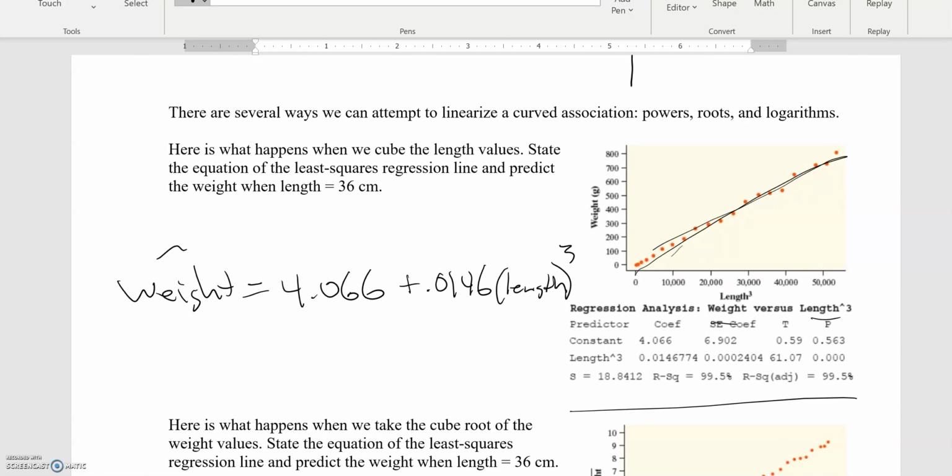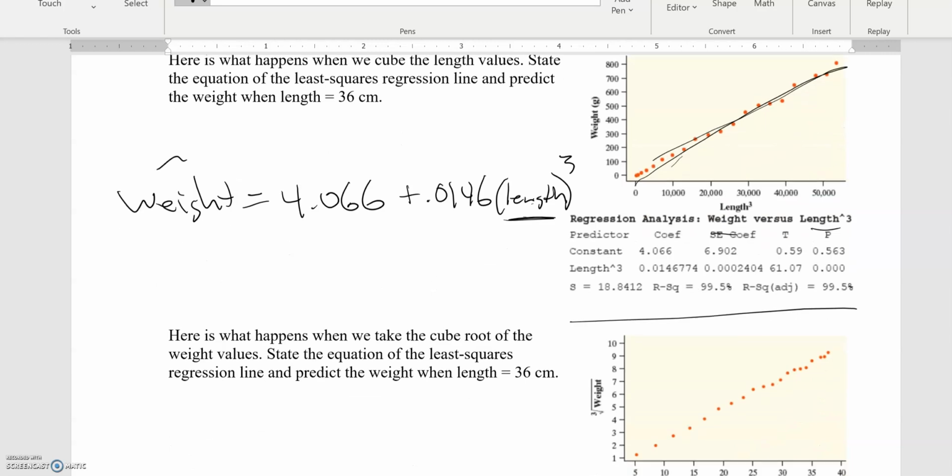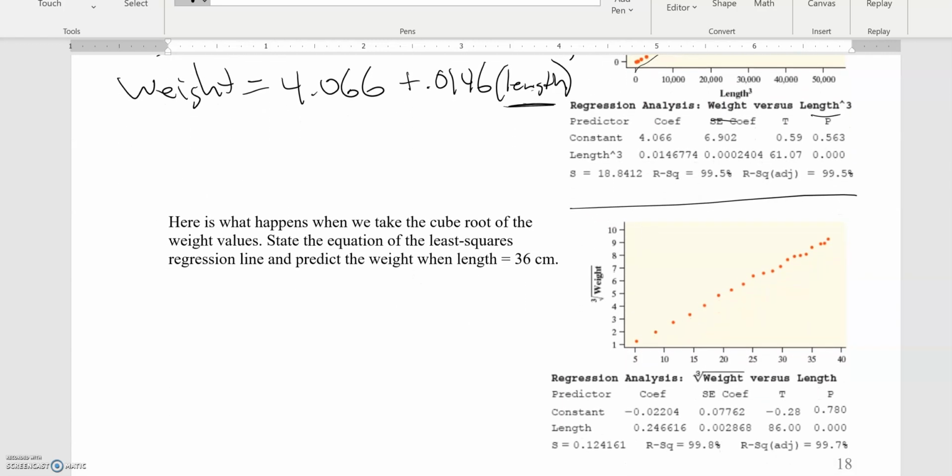That's better. So now we've got a model, and notice how it has a linear structure. It's just that the variable is not a linear variable. It's the length cubed. But this is still using linear regression. It's doing linear regression with transformed data values. And then it says, what would you predict the weight to be when the length is 36? So I'll plug in 36. I'm going to do this in a second. I'm going to do two at once. And so I'm going to show you another one.